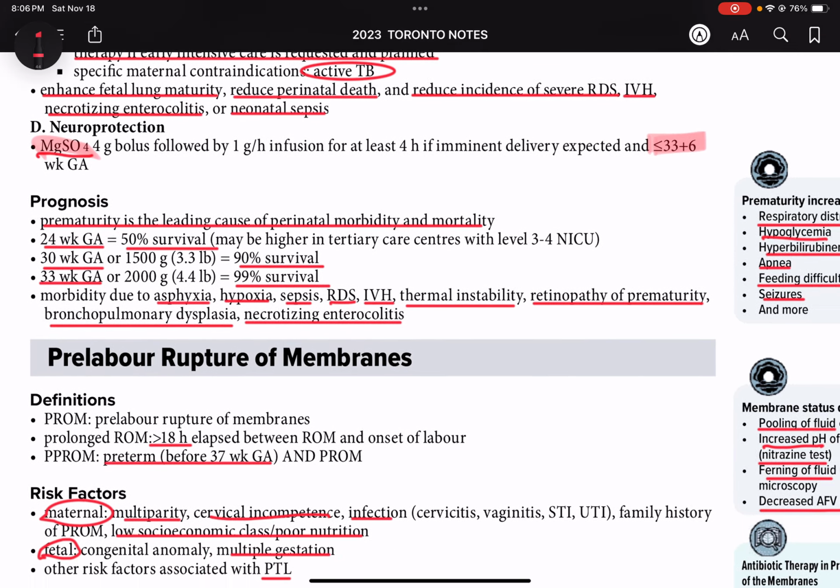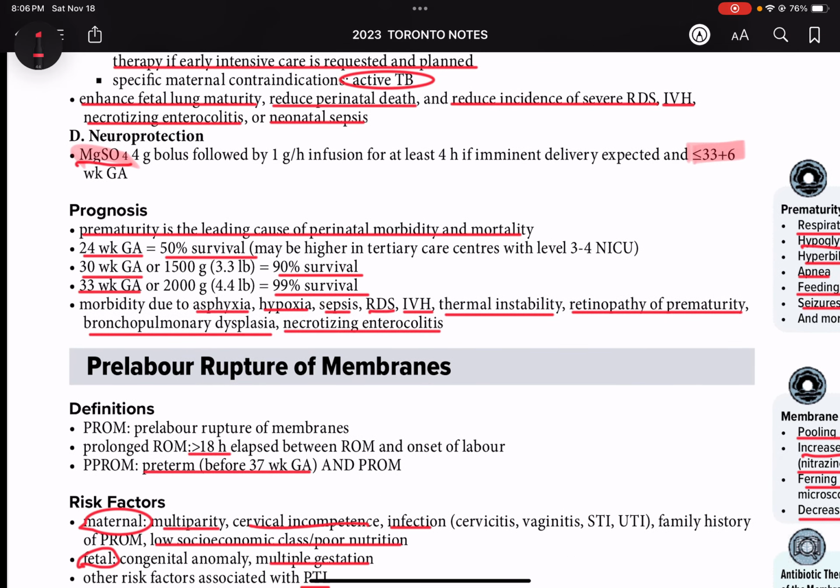What is the prognosis? Prematurity is the leading cause of perinatal morbidity and mortality. But if the babies are at 24 weeks gestational age, 50% survival. 30 weeks gestational age, 90% survival. 33 weeks gestational age, 99% survival.